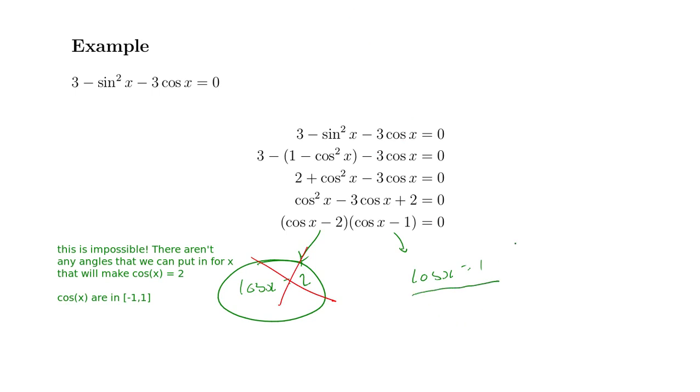Here, though, we can think about this one. When cosine of x equals 1, that's the x value equaling 1, and so that's this angle right here. And so this ends up being 0 or 2 pi or 4 pi or anything like that. And so we can go ahead and get some solutions out of this.